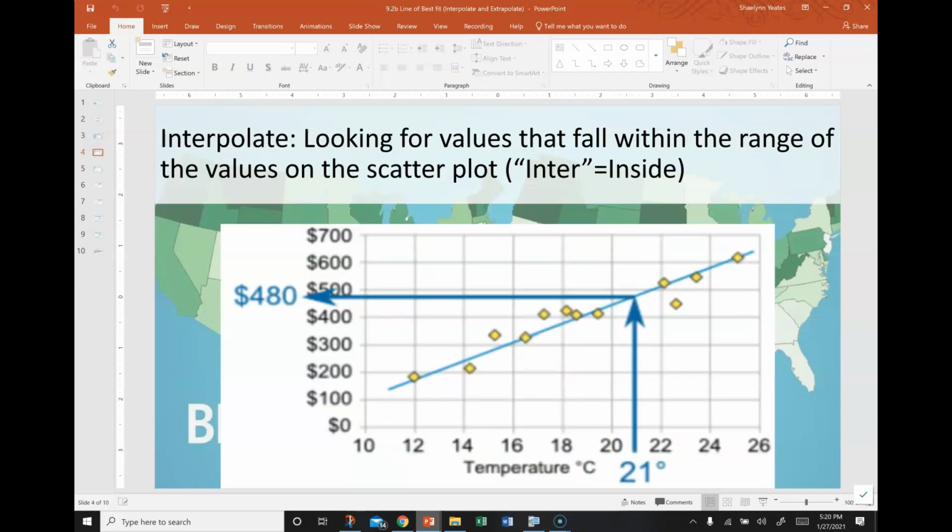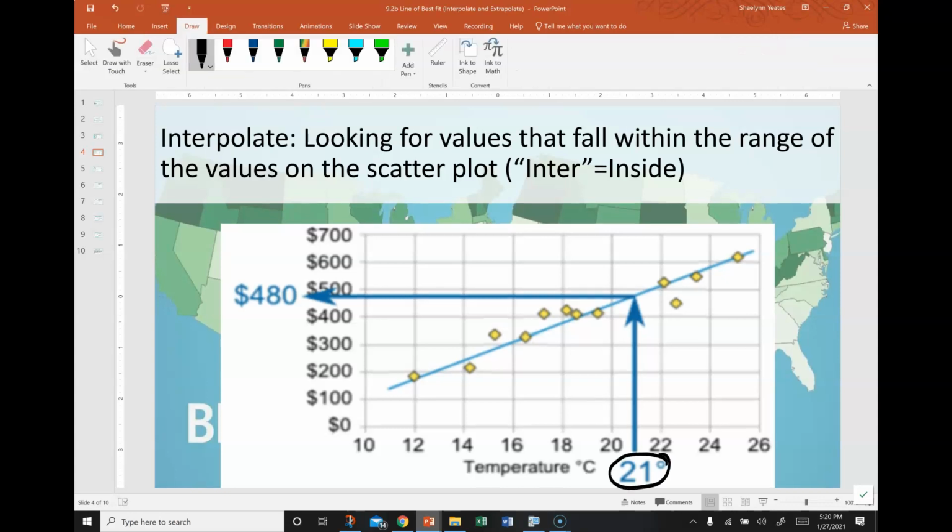All right. So interpolate is when you look for values that fall within the range of data. As long as it's in between the first and the last point on that line, you're doing good. This is an example of interpolate. Let's say I wanted to know how much it would cost at 21 degrees. And apparently the cost is $480.